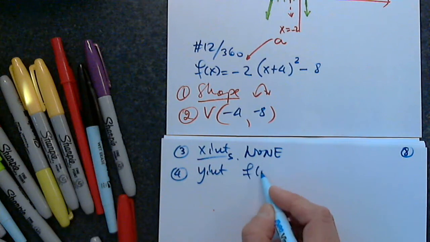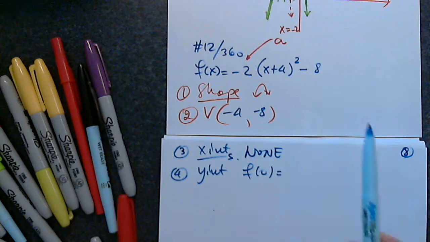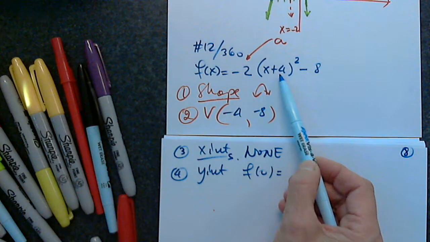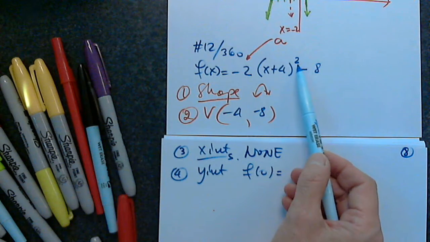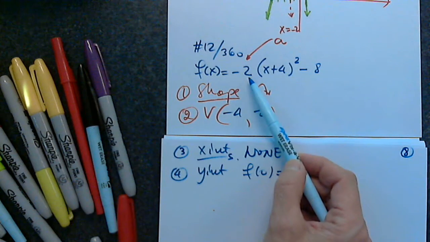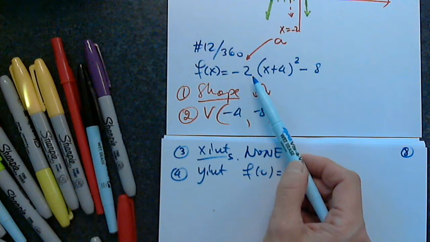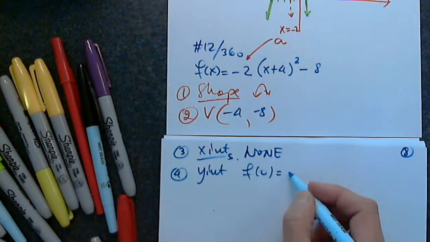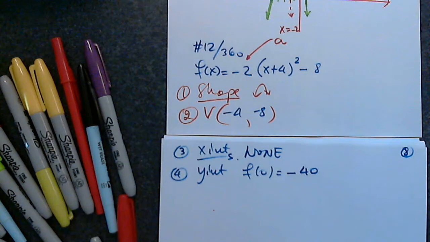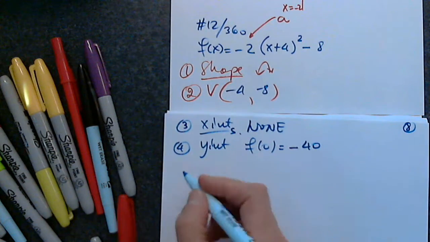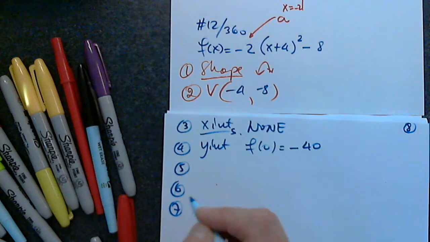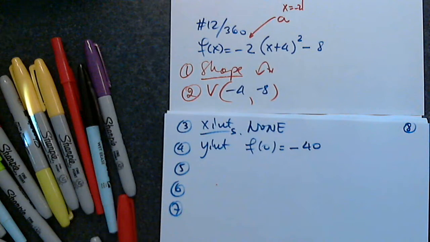Number 4, this will always exist, the y-intercept. I have to find f of 0. Let's find f of 0 together. How much is 0 plus 4? How much is 4 squared? 16 times -2. -32 with -8. -40. Good. 5, 6, and 7, just words. See, the first problem took us 10 minutes. Now this one takes us 2 minutes.